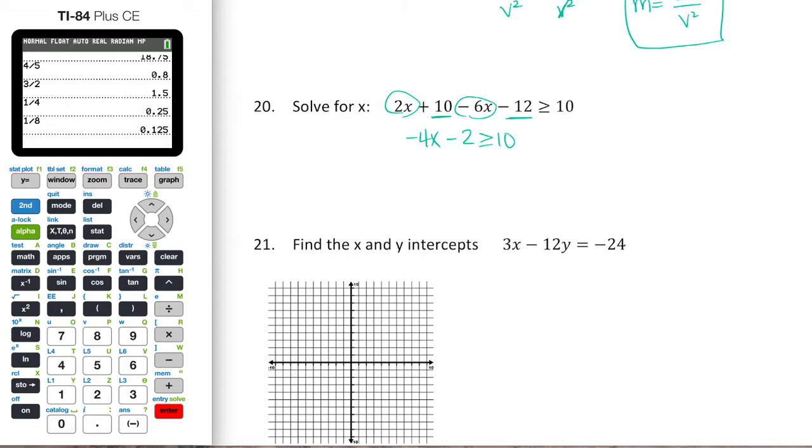Okay, so from there, since we want to get x by itself, we're going to add 2 to both sides. We're going to have negative 4x is greater than or equal to 12. And our last step to get x by itself, we're going to have to divide out that negative 4. As a reminder, when we divide by a negative with inequalities, we are going to flip that sign. We are left with x because it canceled out. Then 12 divided by negative 4 is negative 3. So there is your answer.